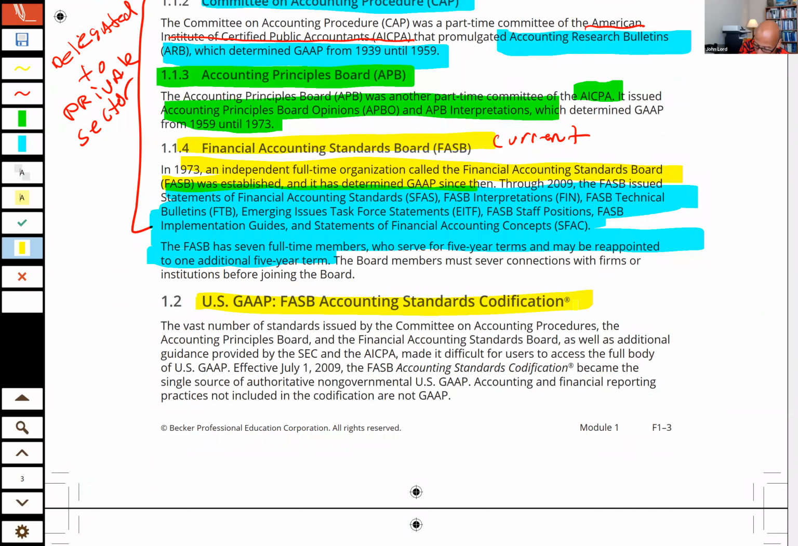So we have the Accounting Standards Codification, which has been in place as the single source for US GAAP, and it constitutes the information that is used to set the accounting standards. Okay, good. Practices not included in the codification are not GAAP.